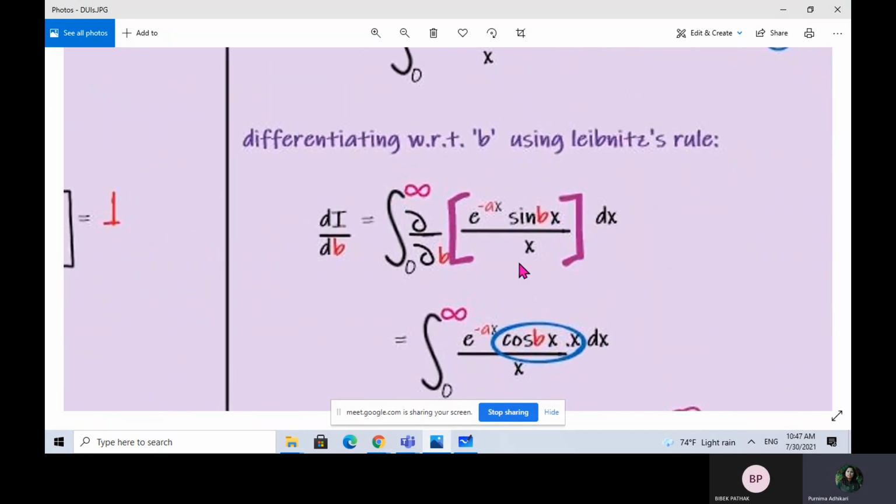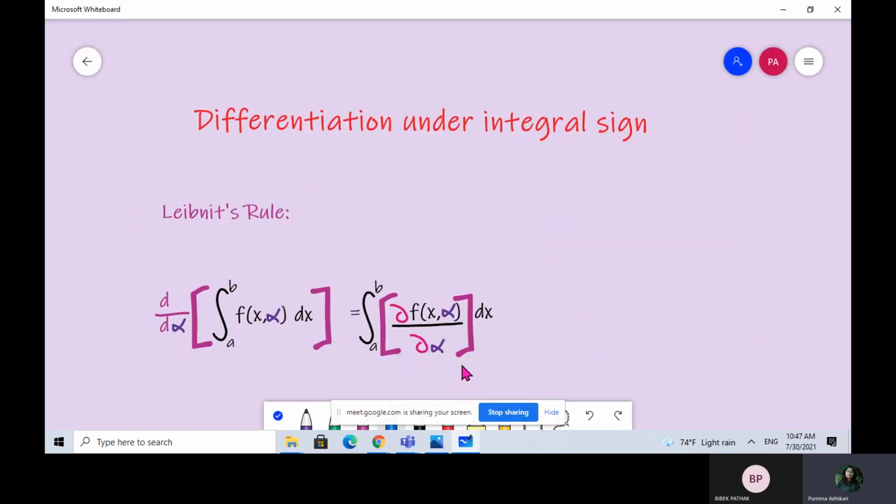So after differentiation, you will get e to the power minus ax cos bx into x over x. So x and x get cancelled. After x cancels, your function becomes e to the power minus ax cos bx. Okay, so we have got this.